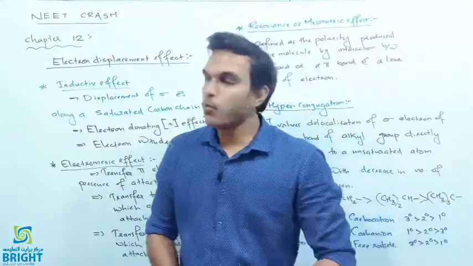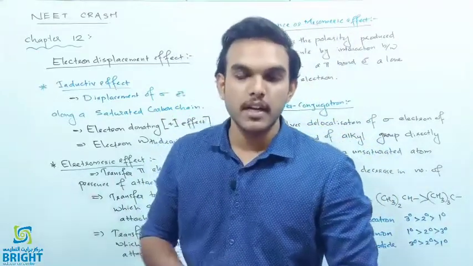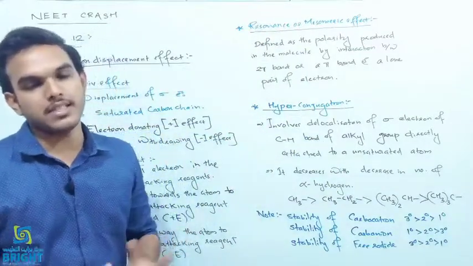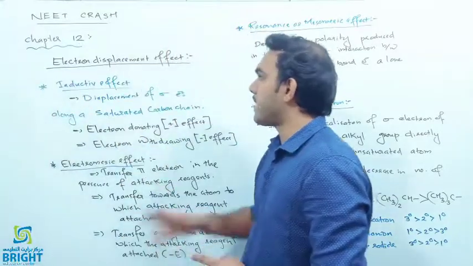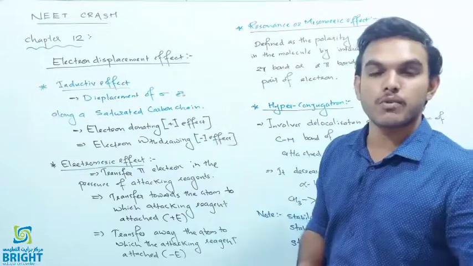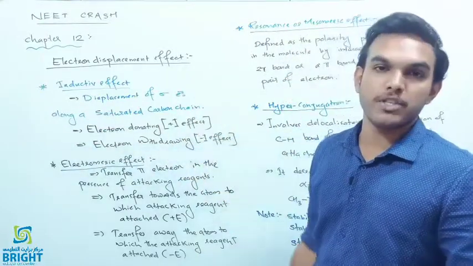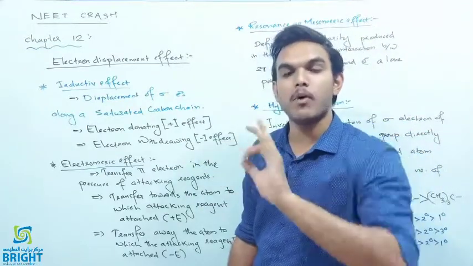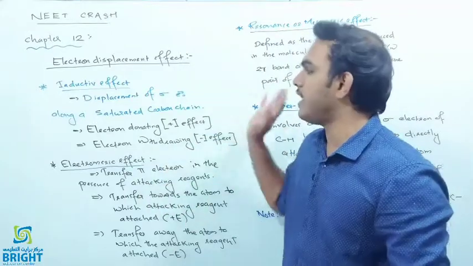So students, now we are dealing with electron displacement effects: the inductive effect, electromeric effect, resonance effect and hyperconjugation. These are the different effects of electron displacement. Let us look at electron displacement by the inductive effect. It is the displacement of a sigma electron. A sigma bond is a single bond along a saturated carbon chain, that is, an alkane chain.